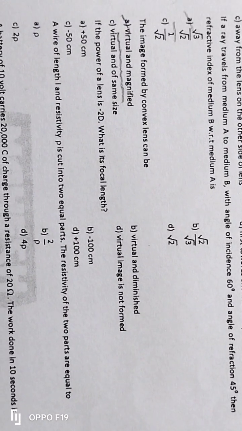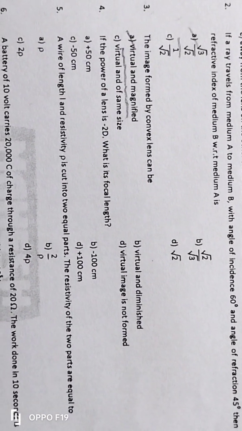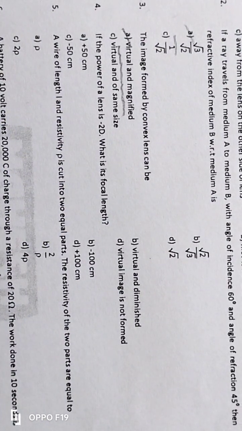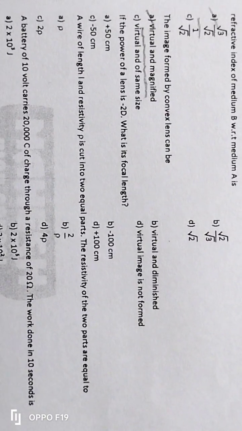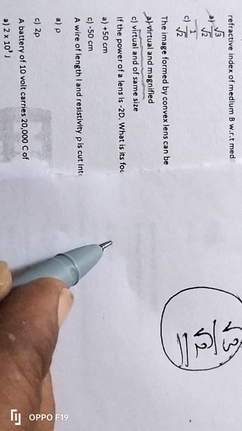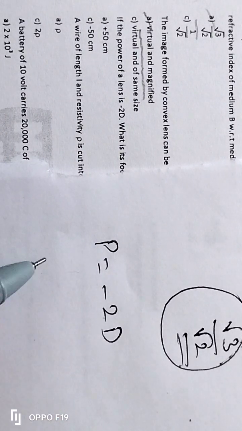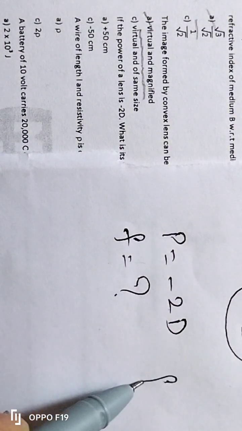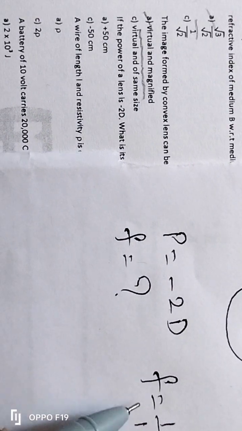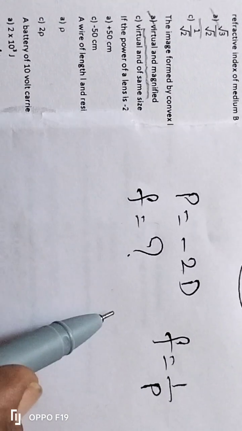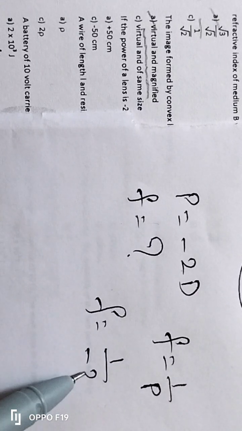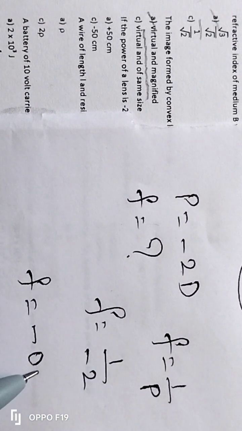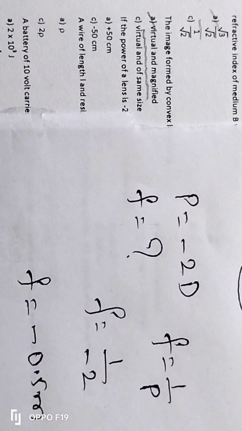Now coming to the fourth question, if the power of the lens is minus 2D, what is its focal length? So power P is equal to minus 2D. Now we want the focal length, F is equal to question mark. The relation is F is equal to 1 by P. So F is equal to 1 divided by minus 2, which is minus 0.5 meter.